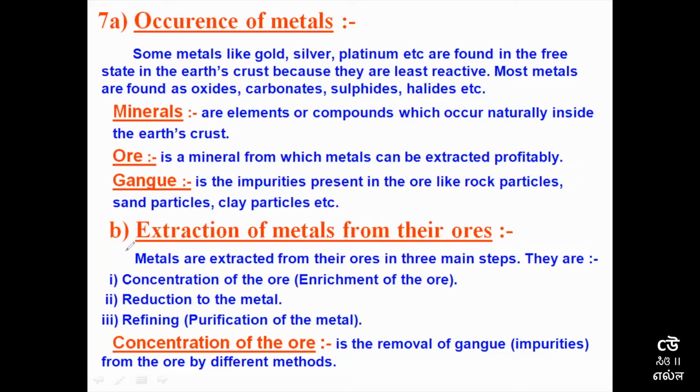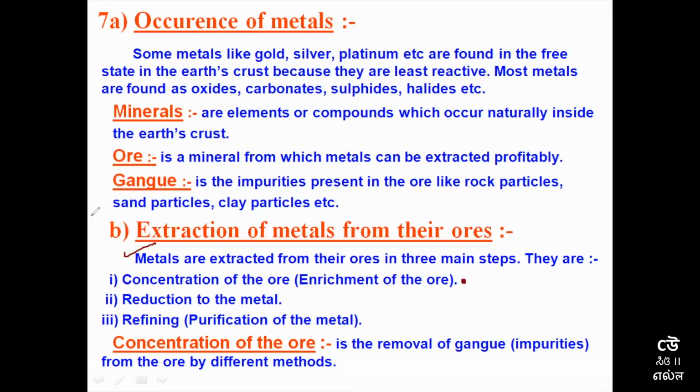Now let's talk about, if we have a metal in the form of oxides, how we can extract these metals from their ores. The first statement says that metals are extracted from their ore in three main steps. What are these three steps? Number one, concentration of the ore, which is also called enrichment of the ore. Then we have reduction of the metal, and lastly we have refining, which is called purification of the metal.